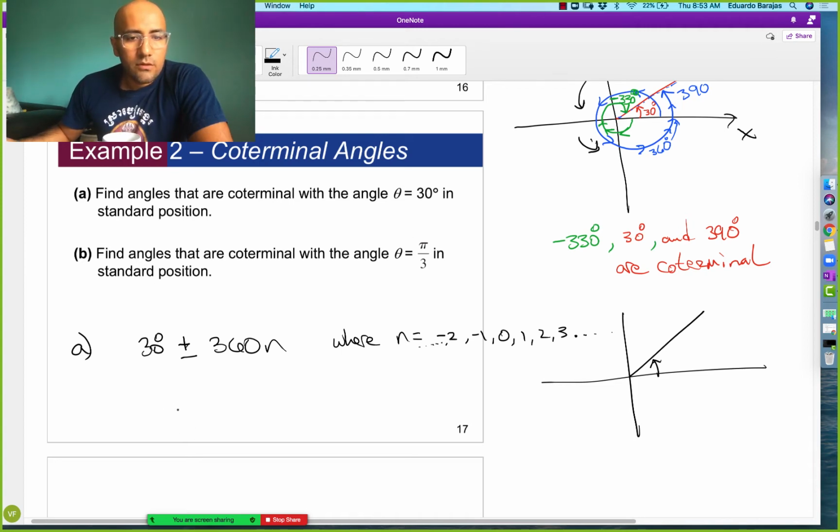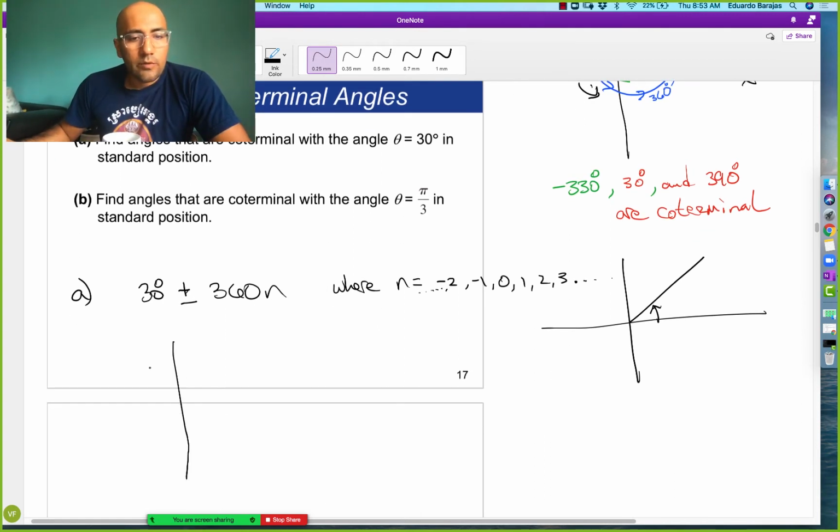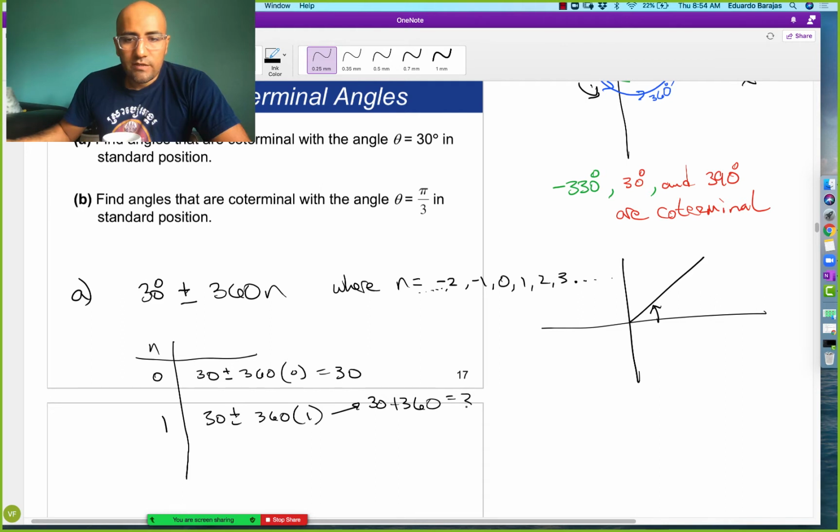Good. So you can create a table and have all the answers right here, all coterminal angles of 30 degrees. When n is equal to 0, we end up with 30 plus or minus 360 degrees times 0, which just gives us 30 degrees. When n is 1, we end up with 30 plus or minus 360 degrees times 1, which leads to 30 plus 360, which gives us 390, or 30 minus 360, which gives us negative 330.